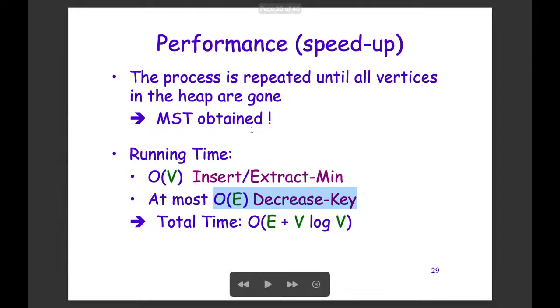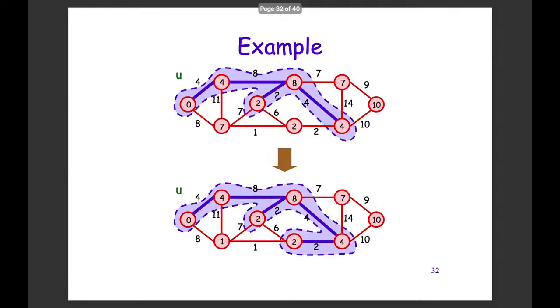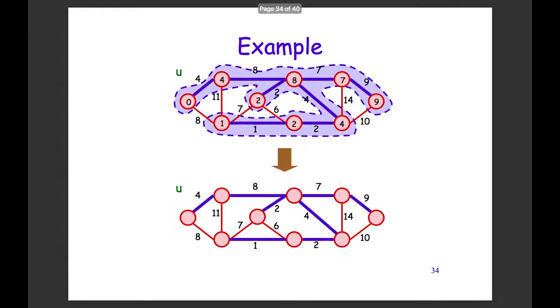So altogether, if you check the time complexity of a Fibonacci heap, with V insert and extract min and E decrease key, the total time is E plus V log V. So it is much better than E log E. Is that okay? So by using the Fibonacci heap, we can speed up the algorithm. Okay, so this is our example.